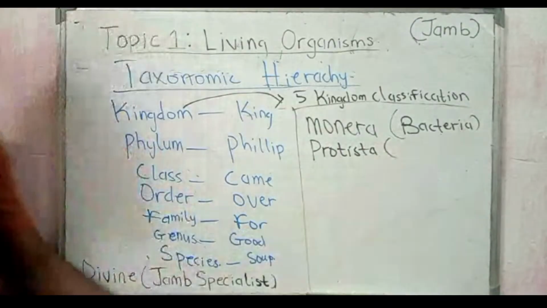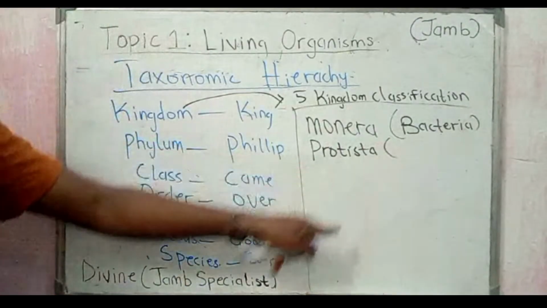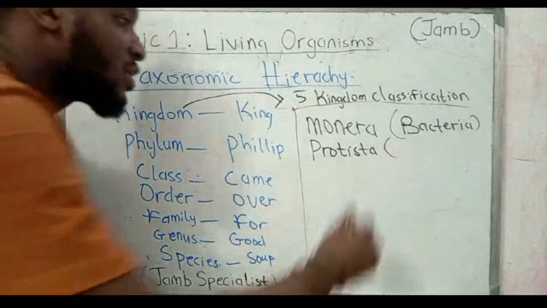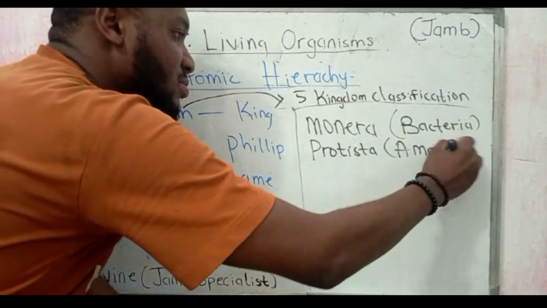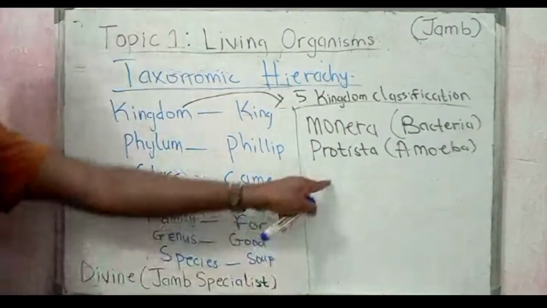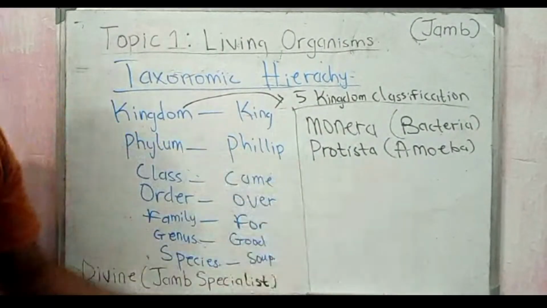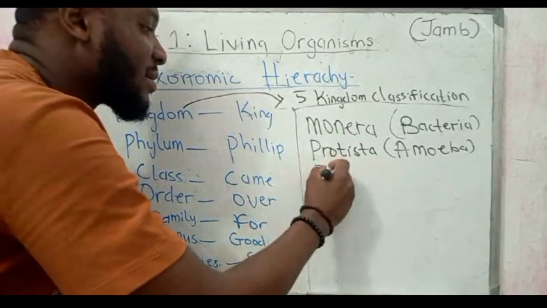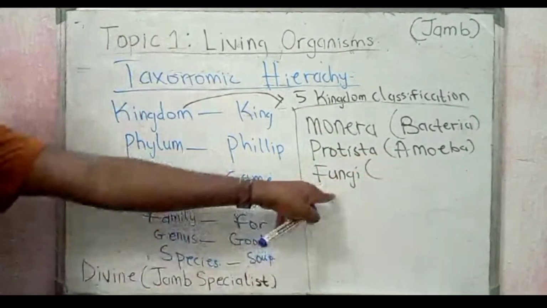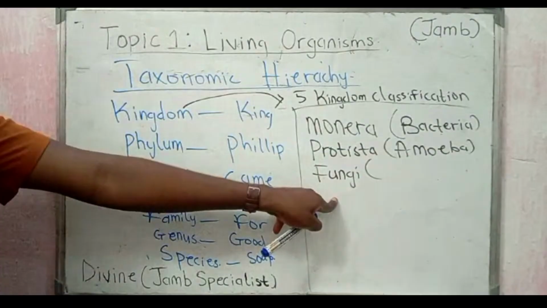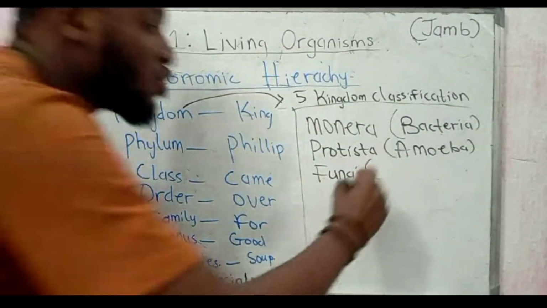Protista. So who knows another name for Protista? Please write it in the comment section. It's called Amoeba. We have fungi. Fungi also have another name called mushroom.